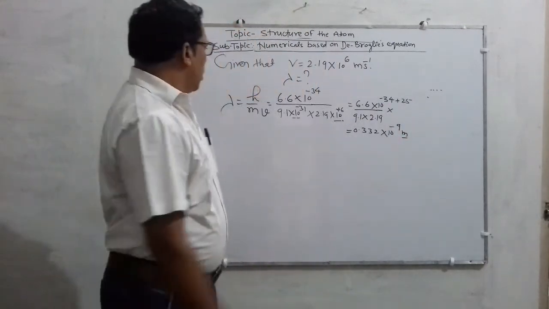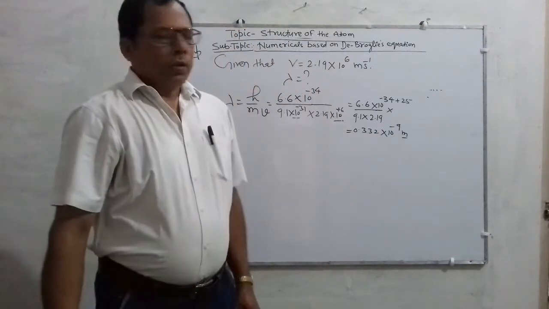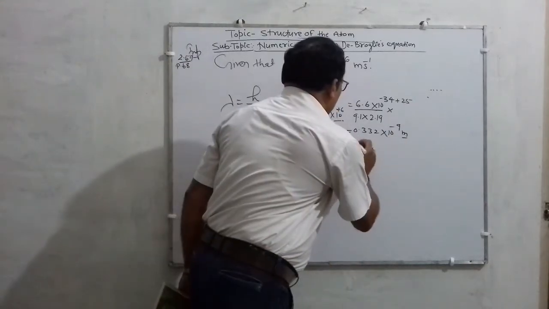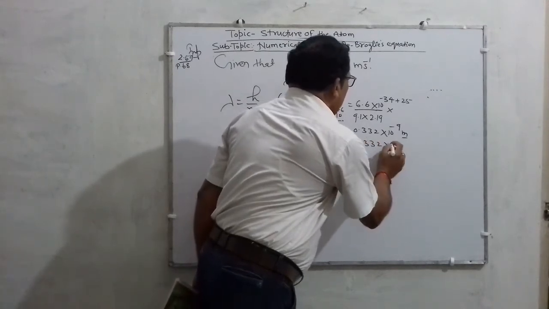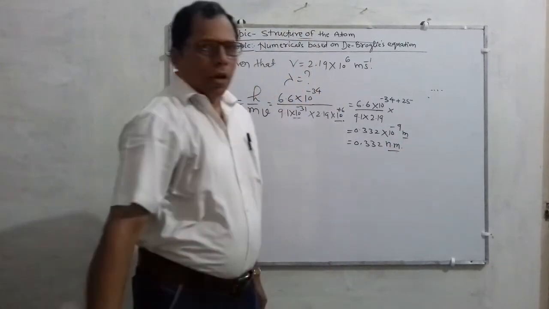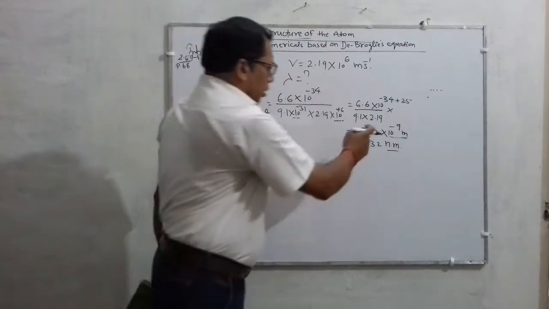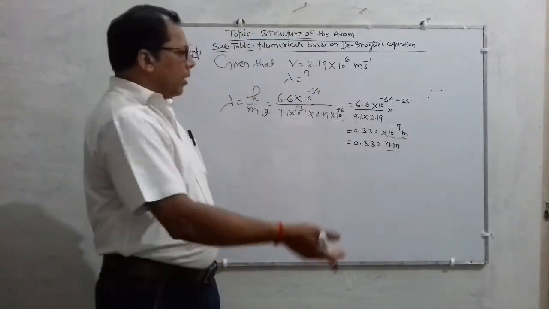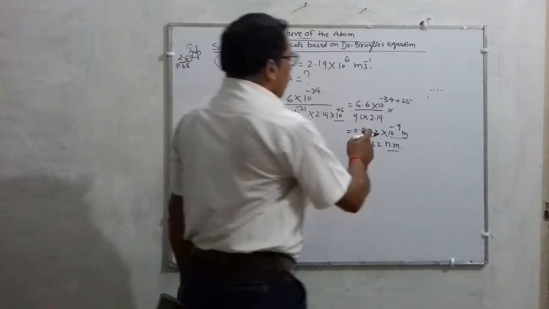meter, because we are finding lambda, and you know, children, 10 to the power minus 9 meter is 1 nanometer. So this may also be written as 0.332 into 10 to the power minus 9 meter, which is equal to 1 nanometer. So this can be written as 0.332 nanometer.